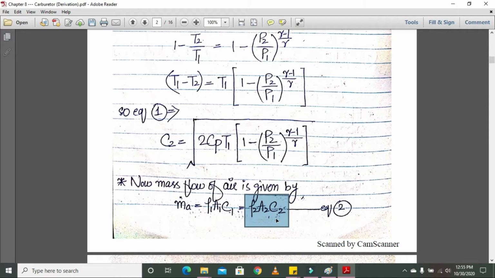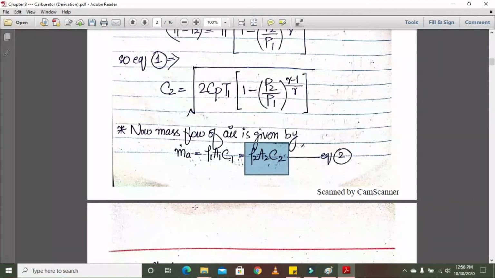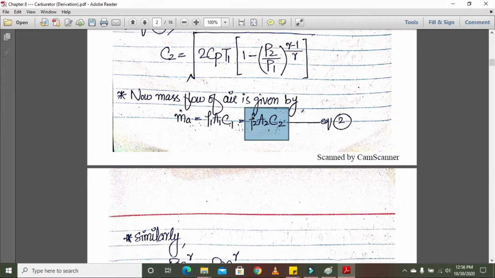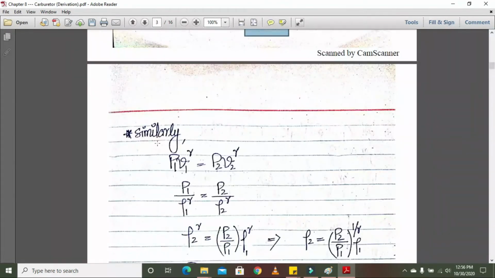Now we require a relation for the density at state 2. A2 is the design parameter which manufacturers already know, but the relations for C2 and rho 2 are required in our case. We have determined the relation for C2. Now we have to determine the relation for rho 2, and then we will multiply these three factors to obtain the mass flow rate of the air. In order to determine the density at state 2, we have an isentropic process. We are considering this relation.